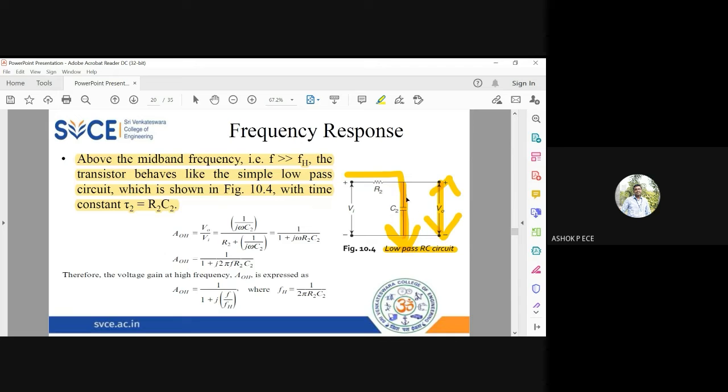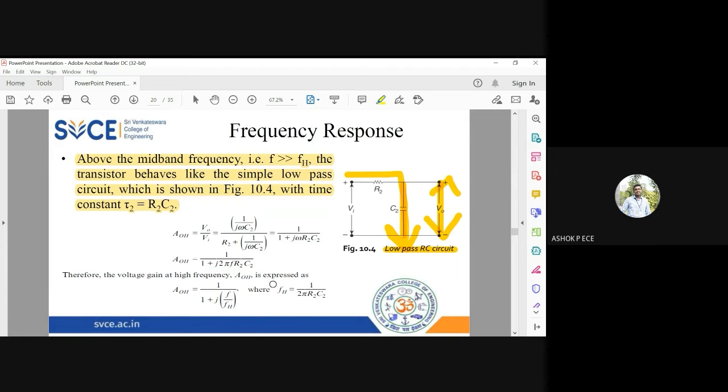Same thing, you reverse it. When resistance is in series and capacitance in shunt, you call it a low pass circuit. So this low pass circuit behavior is seen in the high frequency region of your transistor. This capacitor becomes short, so whatever input is coming from the amplifier will go towards ground, and the output voltage starts decreasing at the output end.